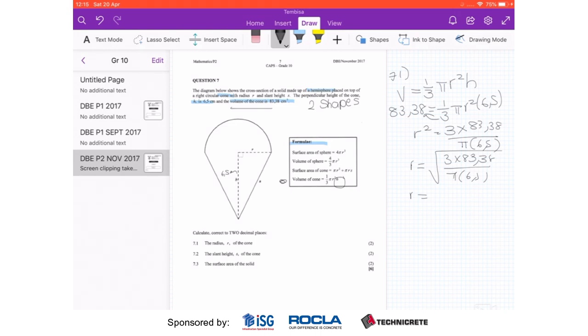So 3 times 83.38 over shift x times 10x on your calculator for pi, which is at the bottom next to the point and next to the word answer if you have the silver calculator, and then 6.5. And I get an answer of 3.5 centimeters if I round off to 2 decimal places.